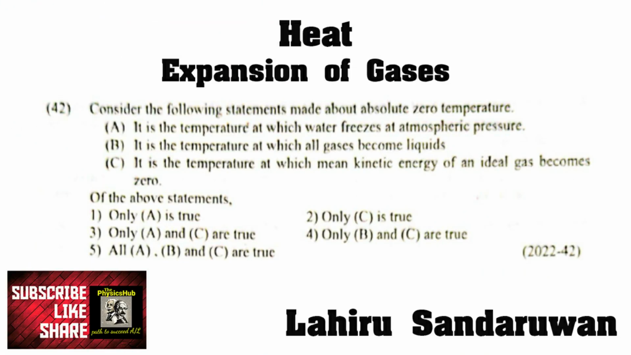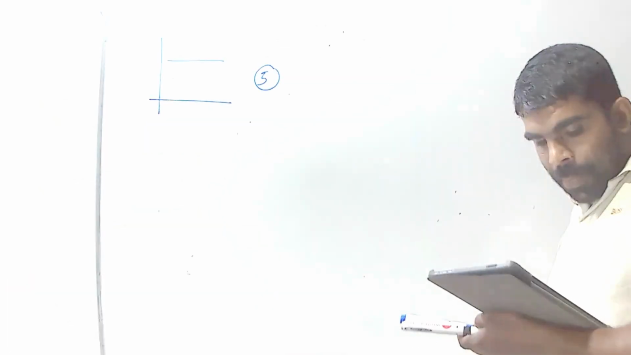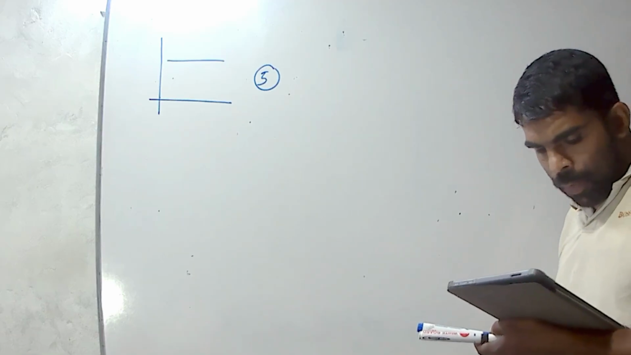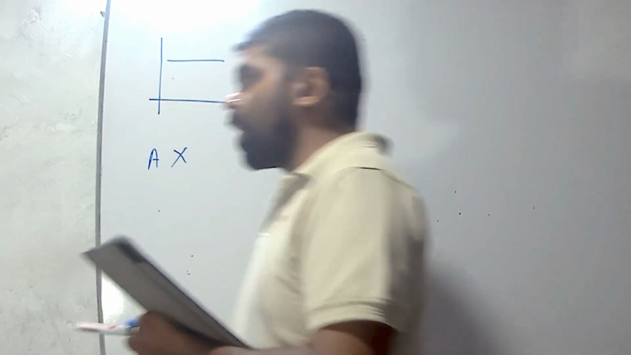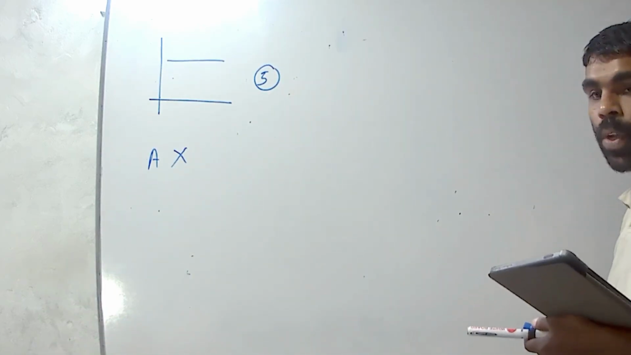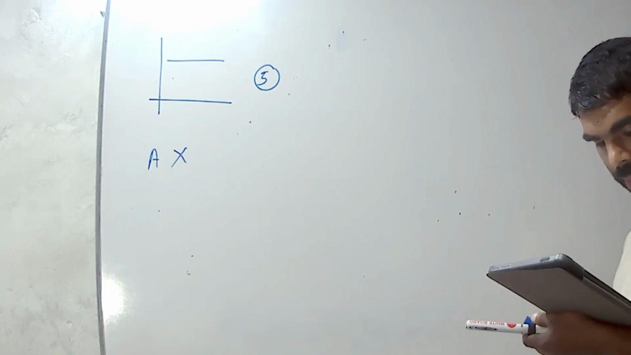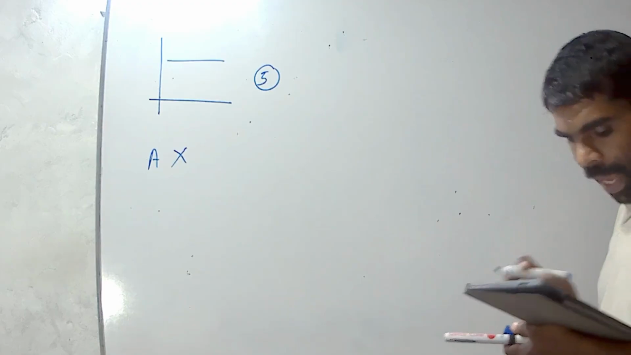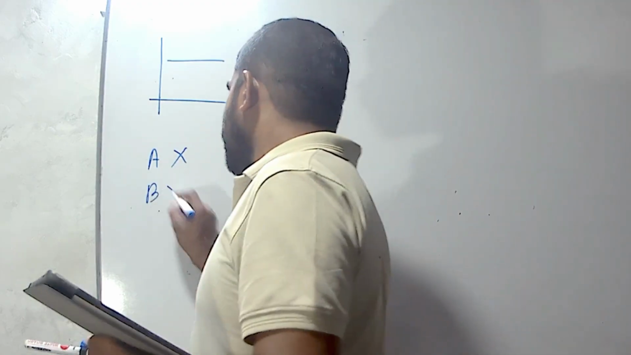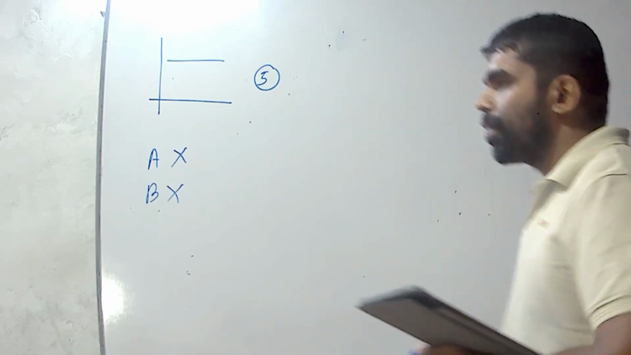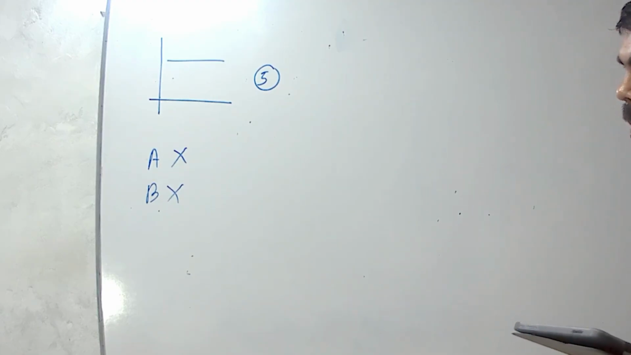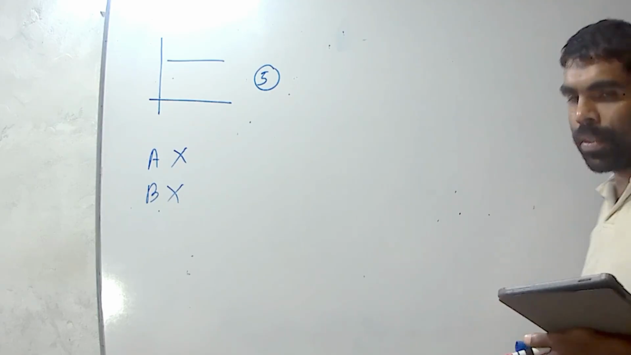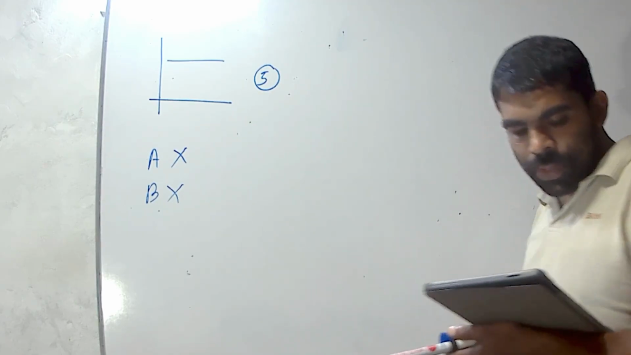Consider the following statements made about absolute zero temperature. Statement A: it is the temperature at which water freezes at atmospheric pressure. No, it is 0 Celsius, not absolute zero. Absolute zero means 0 Kelvin. B: it is the temperature at which all gases become liquid. It is false. We know that the gas to liquid point is the boiling point. It depends on the corresponding gas, not absolute zero.